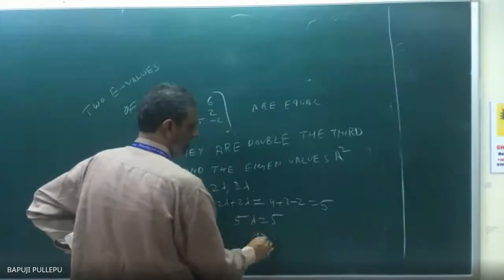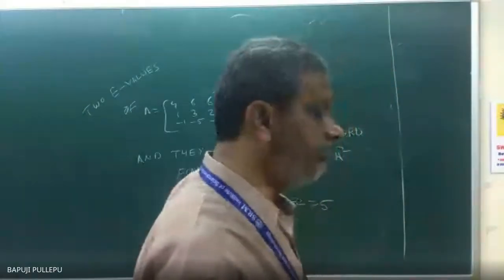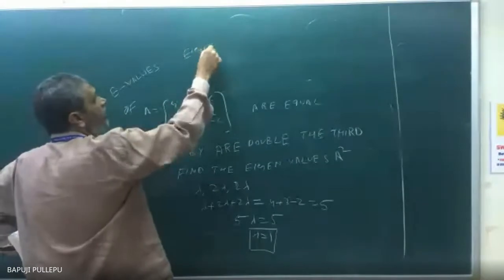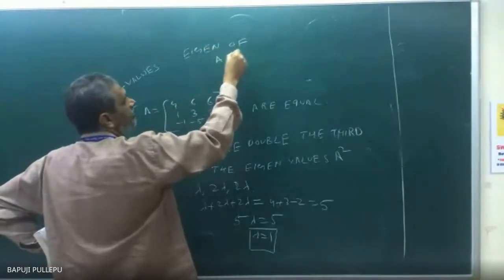5 lambda is equal to 5, so lambda is equal to 1. But my eigenvalues are what? 1, 2 and 2. Very good. 1, 2, 2 are the eigenvalues of A. Eigenvalues of A are 1, 2, 2.